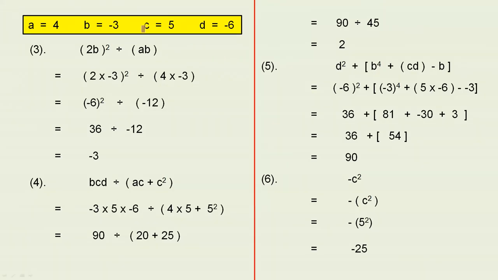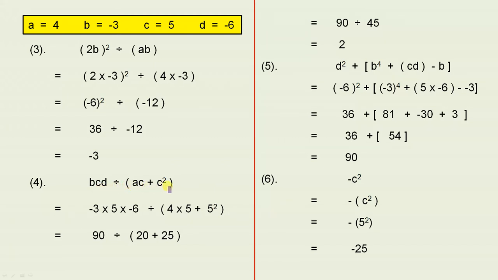I've just repeated the values here for ease of reference. 2b all squared divided by AB. So that's 2 times negative 3 all squared divided by 4 times negative 3. So that value there is negative 6, so that's all squared. And we divide that by negative 12. So negative 6 all squared is 36. And we divide that by negative 12, and that gives us negative 3.